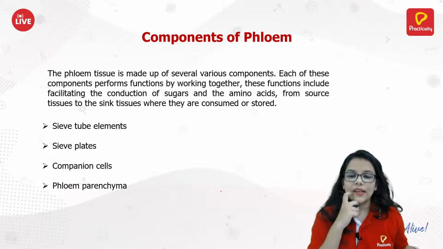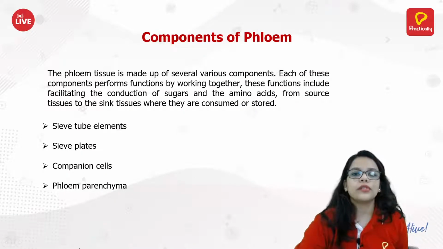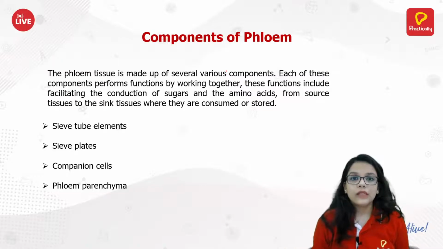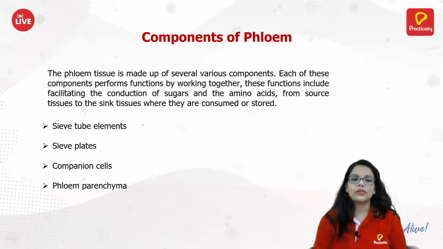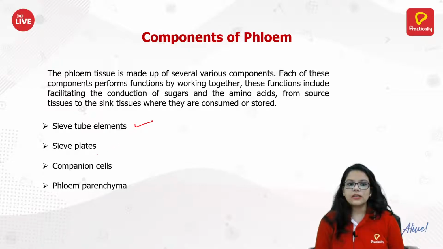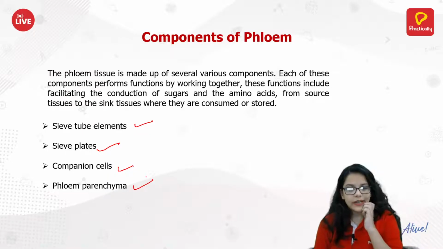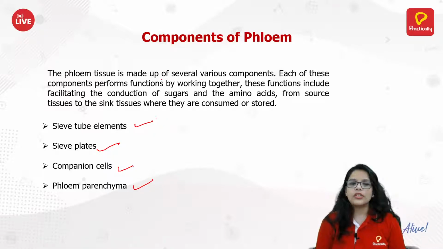Okay. Now, these are the components of the phloem. As I said, these are complex tissues, so they'll definitely have different components. These are the 4 components: sieve tube elements, sieve plates, companion cells, and phloem parenchyma. There was normal parenchyma, there is xylem parenchyma, there is phloem parenchyma. Each of these components performs functions by working together. These functions include facilitating conduction of sugars and amino acids from source tissues to sink tissues.